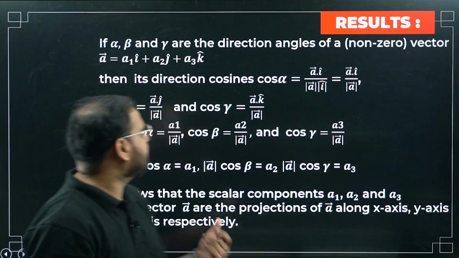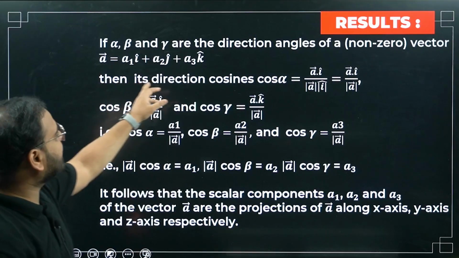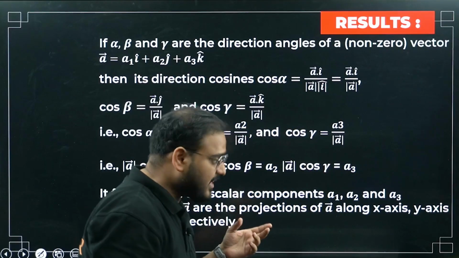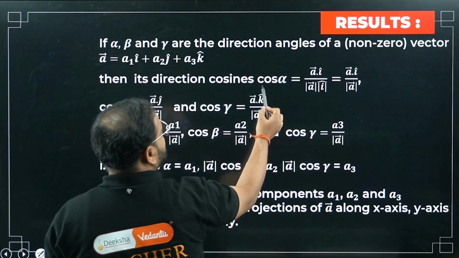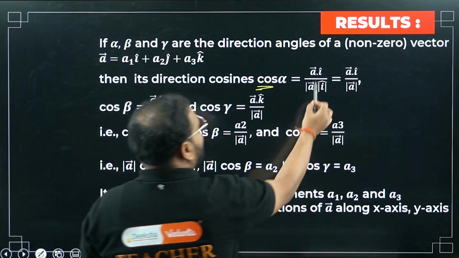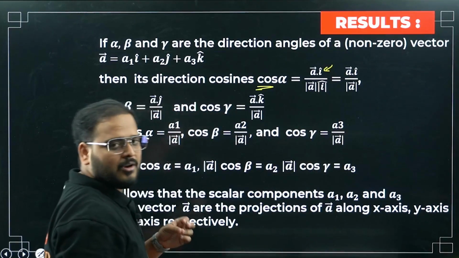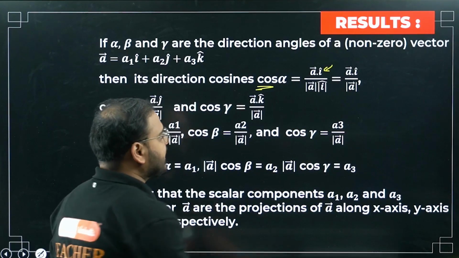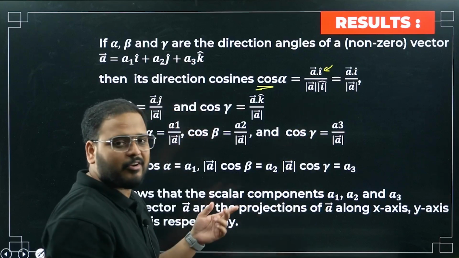Few results on this. First one. If alpha, beta, gamma are the direction angles, we know this, direction cosines, direction angles. So we can write this as, please check. Cos alpha across the x-axis or x component, so I cap is taken over here. What is this? I cap upon mod of I cap. It's the unit vector across I cap.